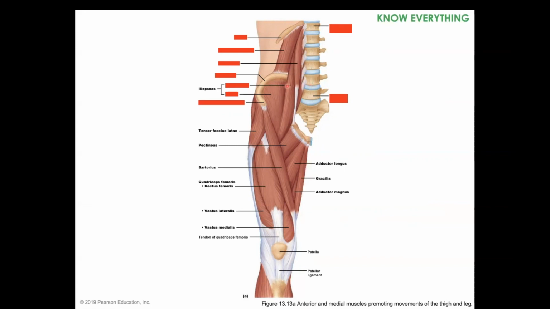And then back up top, we have our iliopsoases. They have two points of origin, one on the iliac crest here, and then one from the spine. Don't worry about that too much. Just know that the iliopsoas are up here in the hip area.